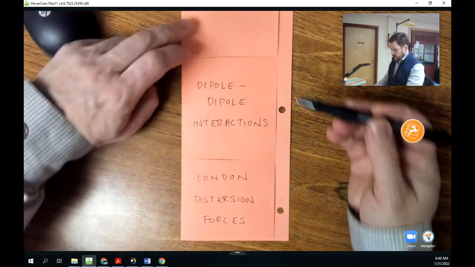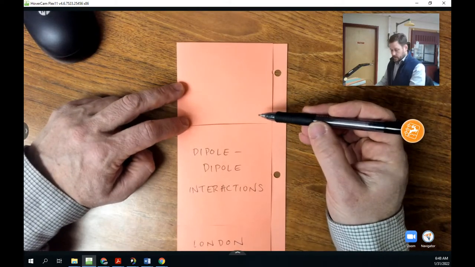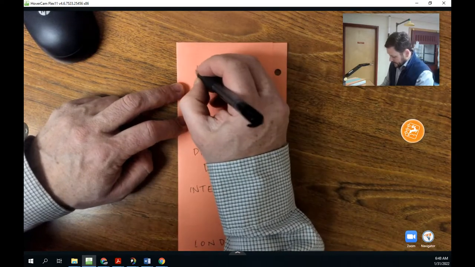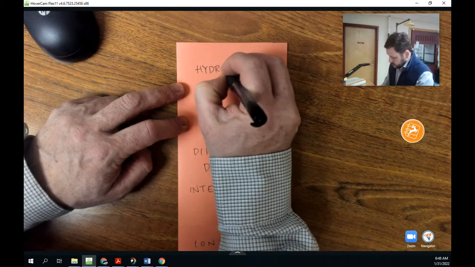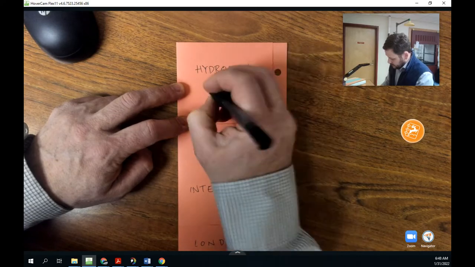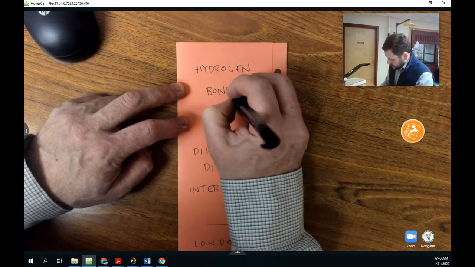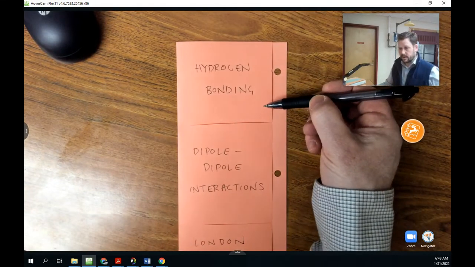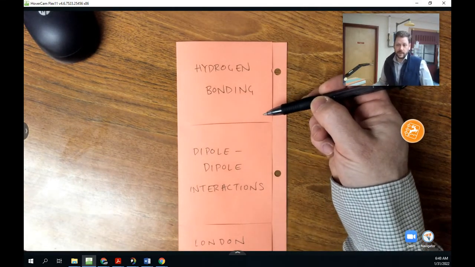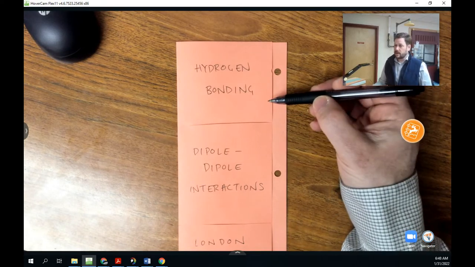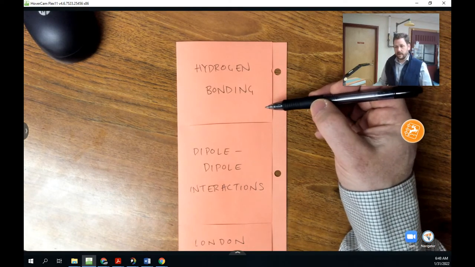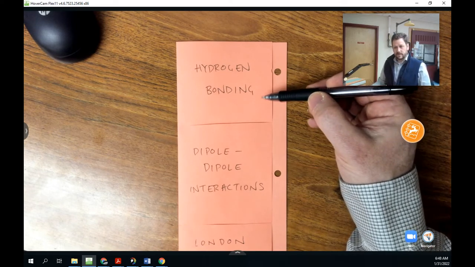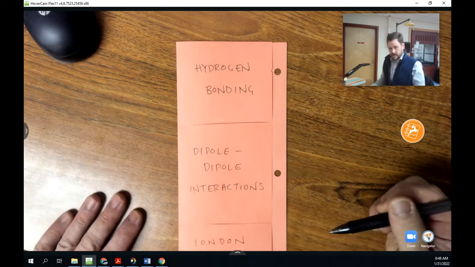Last but not least, we're going to talk about an intermolecular force which has been named really poorly by chemists. It's referred to as hydrogen bonding. And you've probably heard of hydrogen bonding before. However, it's important to note that technically this is not a chemical bond in the conventional sense of the word. It is an intermolecular force of attraction. It's not a covalent bond or an ionic bond or a metallic bond. It is an intermolecular force. And so the fact that it's called hydrogen bonding is a little bit misleading.